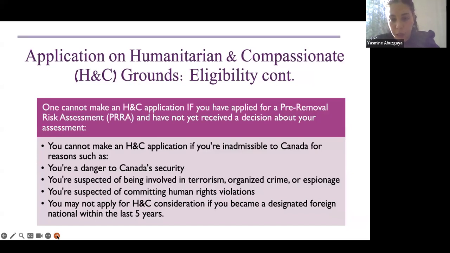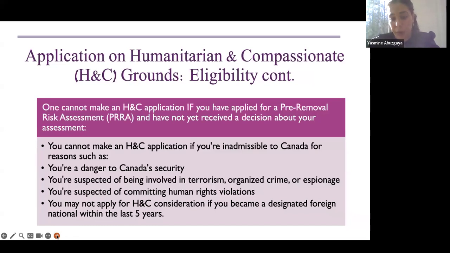So, continuing on the topic of eligibility, like we said, while humanitarian and compassionate applications offer a pathway to permanent residence in Canada under special circumstances, there are specific bars or limitations to eligibility. These can affect the outcome of the application or make the individual ineligible to apply. So here are the main bars to eligibility for an H&C application.